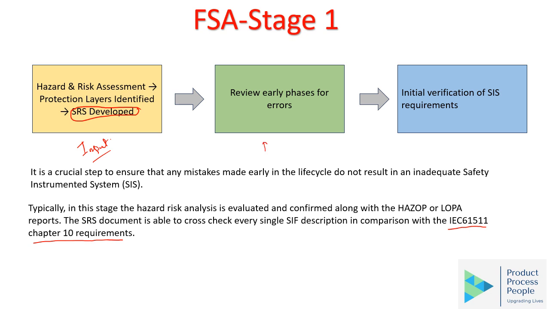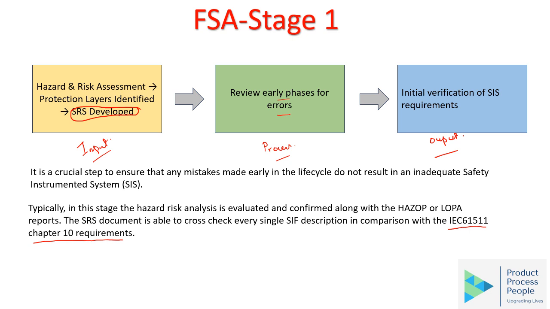The basic process involved in this stage is a review of the early phases of the life cycle, and the output is the initial verification of the SIS requirements. This is a crucial step to ensure that any mistake made early in the life cycle does not result in an inadequate safety instrumented system. Typically, in this stage, the hazard and risk analysis is evaluated and confirmed along with the HAZOP or LOPA reports. The SRS document is cross-checked for every single SIF description in comparison with the IEC 61511 chapter 10 requirements.